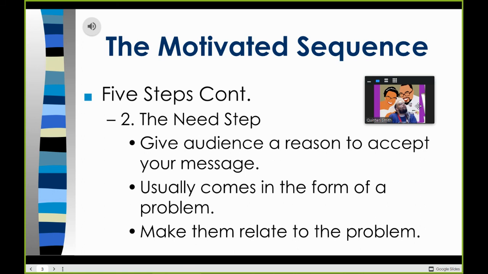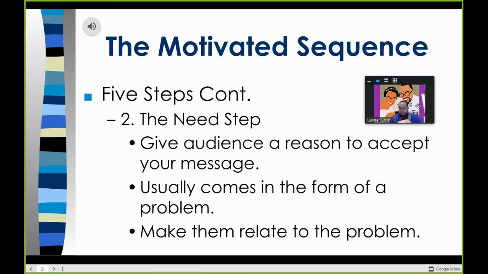All right. So with the need step, this is where you show your audience what needs they are missing. Okay, we already talked about Maslow's hierarchy of needs. We need food, water, warmth, shelter, self-esteem, friendship, all that good stuff, right? So you're going to highlight one of those needs, and then you are going to give your audience this message that they have this need. And it comes in the form of a problem, and it should be a relatable problem. It should be relevant to them, right?